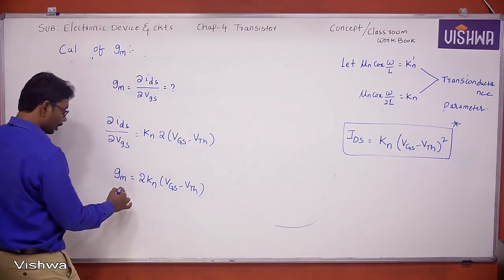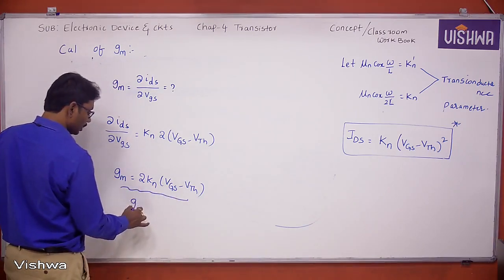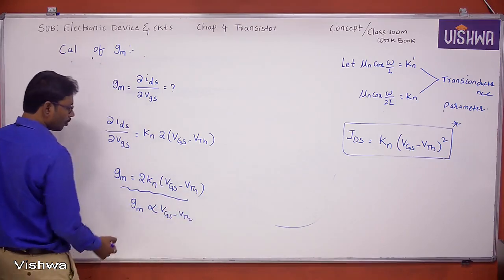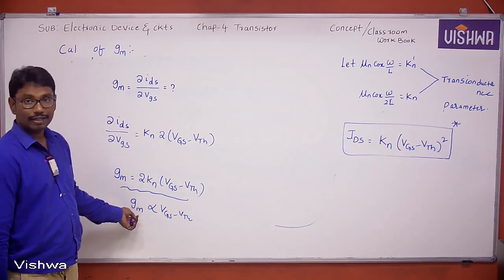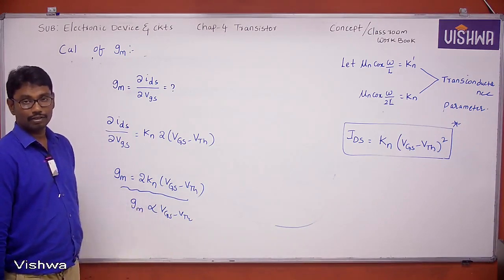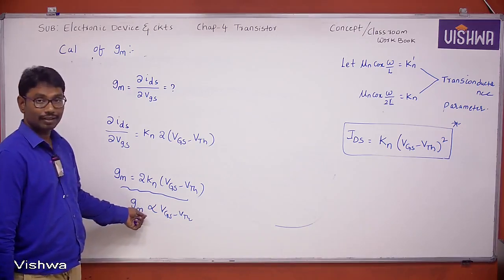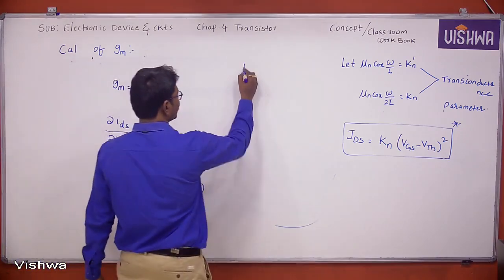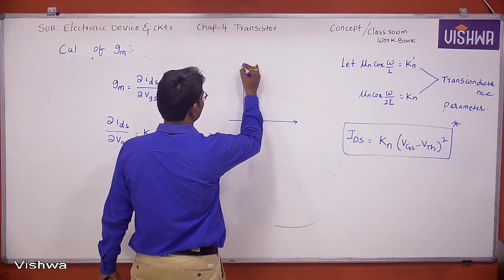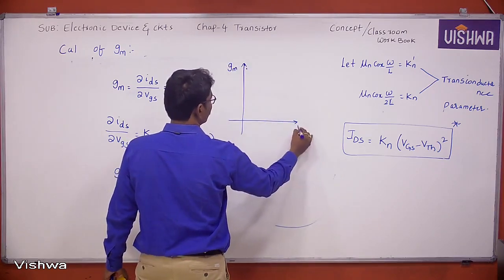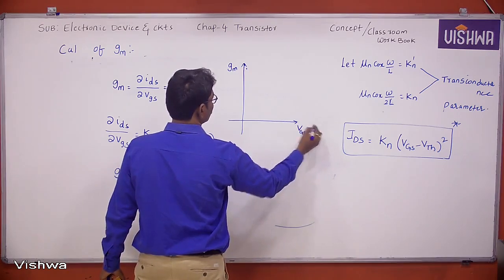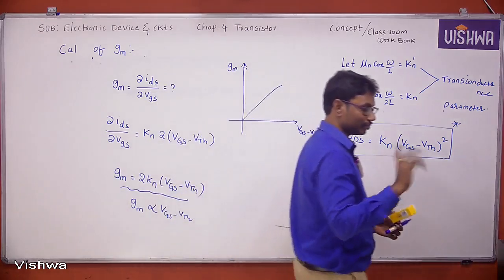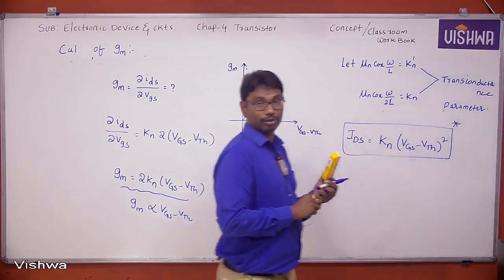Now what can we understand from this equation? Clearly, the transconductance is proportional to VGS minus VTH. So the transconductance linearly increases with VGS. Linearly increases means, see the graph, transconductance versus VGS graph. Here it linearly increases. This is theoretical, but practically it is not linear.